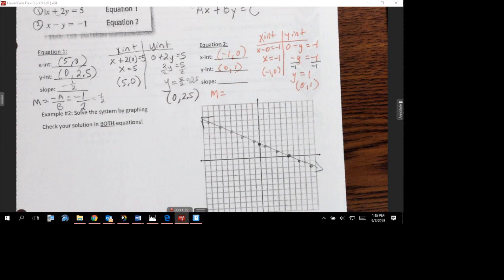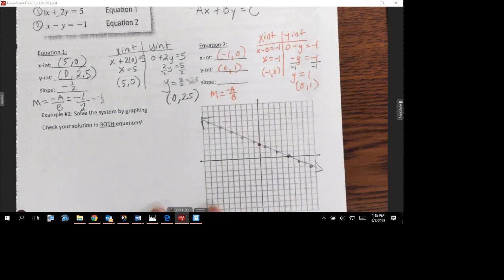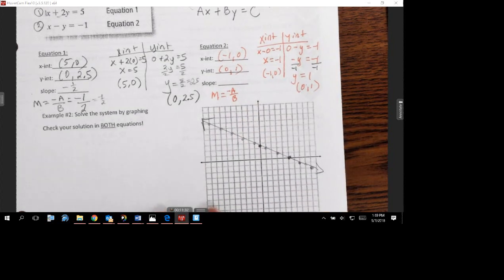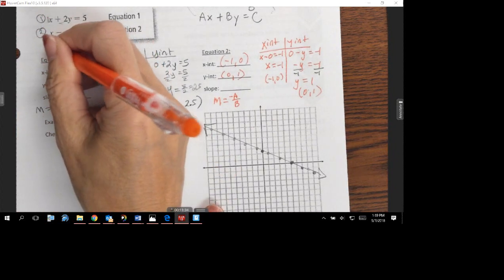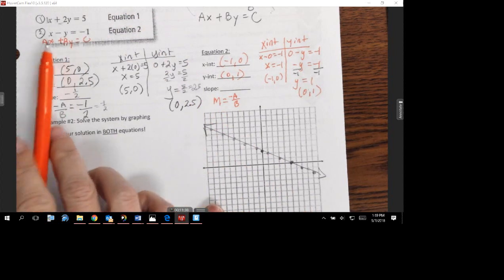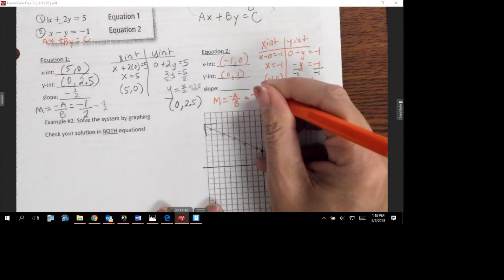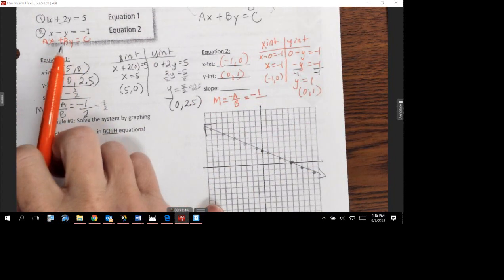And I have to find my slope, and the formula above says if it's in standard form, we do what? Negative a over b. This one is in standard form. It's in the form of ax plus by equals c. What is my a value? Negative 1. And what is my b value?